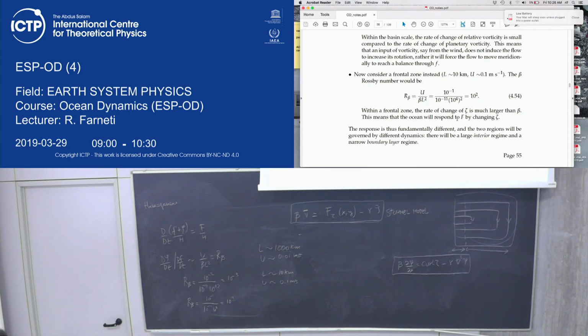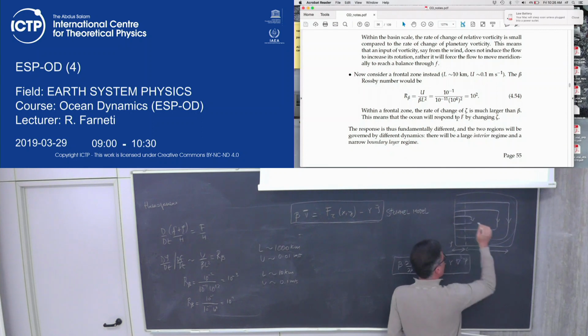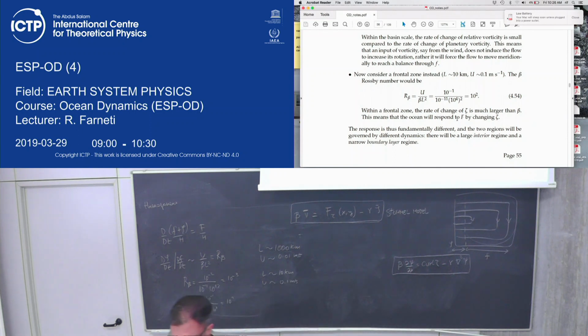So on a frontal scale, on a boundary layer, if you have an input of vorticity, the flow will not respond by changing planetary vorticity. The flow will respond by changing its relative vorticity. And so actually, in this large scale, F will change, and in this frontal scale, relative vorticity will change in order to balance the input of vorticity. Here you have an input of vorticity, and it's balanced by F. So F changes, and so the flow moves meridionally. For the same input of vorticity, how is the flow in this boundary layer responding? By changing relative vorticity. And we will see how that implies a meridional velocity.